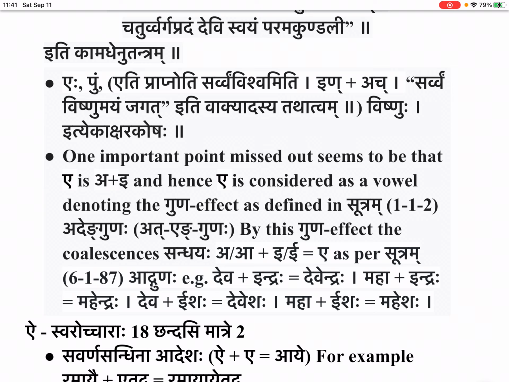One important point missed out seems to be that A is A plus E. Earlier I mentioned A plus E, where A is upasarga of the dhatu E, but A is A plus E, and hence A is considered as a vowel denoting the guna effect as defined in the sutram 1-1-2 Adeng Gunaha. By this guna effect, the coalescences become A plus E will become A. As per Sutram 6-1-87, Ad Gunaha.